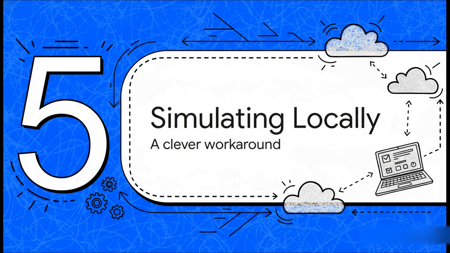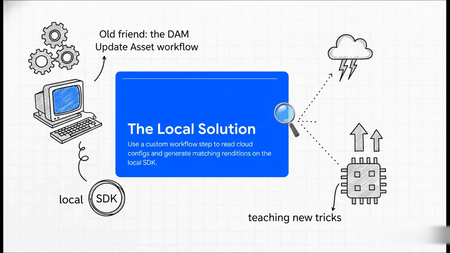So what do we do? We are not going to try and rebuild Adobe's entire microservices stack on our laptops. That would be completely insane. No, instead, we're going to use a much smarter workaround to simulate what the cloud process does. And the solution, believe it or not, is to use an old friend, the DAM Update Asset workflow. It still exists and runs on the local SDK. What we can do is create a custom process step for it that basically teaches this old workflow a new trick: how to read our cloud configuration files and act just like the microservices do.